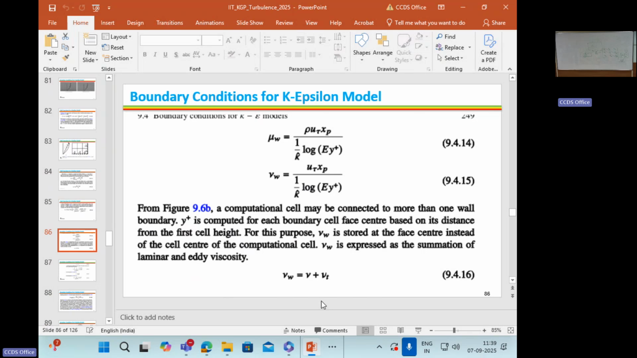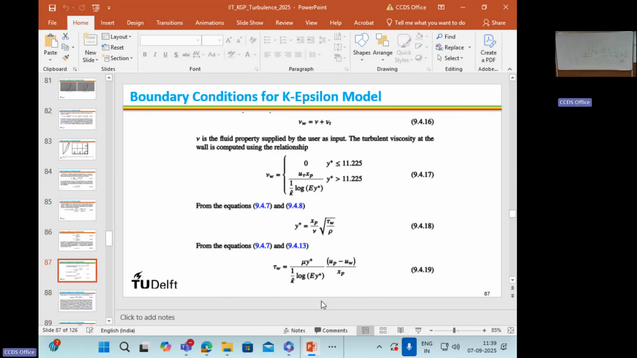Means if you know the wall y plus value, you can evaluate the friction velocity, right? Or if you divide it with the density, it becomes a kind of kinematic eddy viscosity at the face center, right? Then if we add both, we don't know whether it is in the viscous sublayer or out of the viscous sublayer. In a generic sense, we can add both turbulent eddy viscosity and the laminar viscosity to make an equivalent viscosity, the wall viscosity, right?